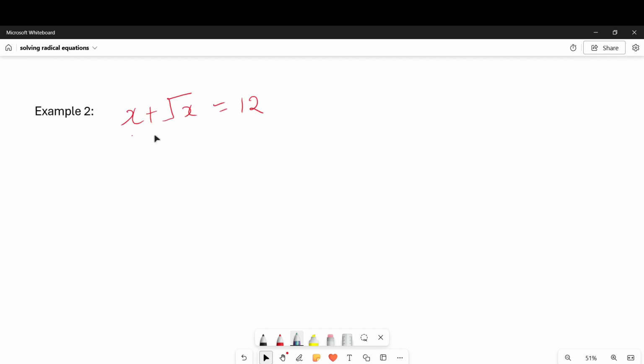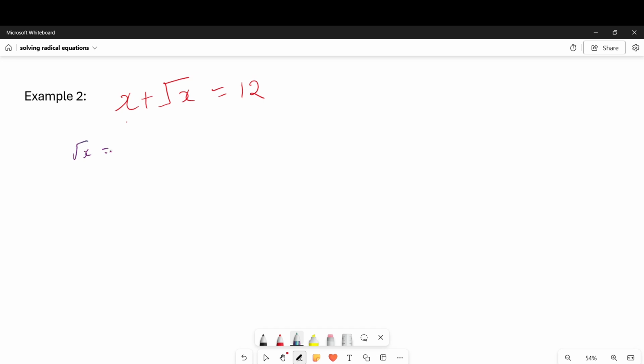Here there are 2 terms on the left side, so let's see how to solve this one. The first is x plus root of x. Here we need to isolate the radical as usual. So root of x is equal to 12 minus x. To eliminate the radical symbol, just square on both sides.